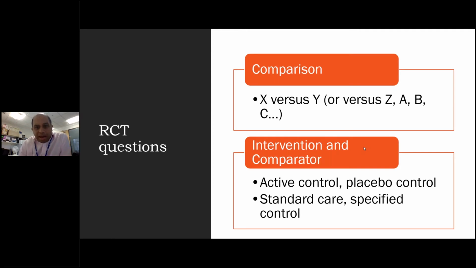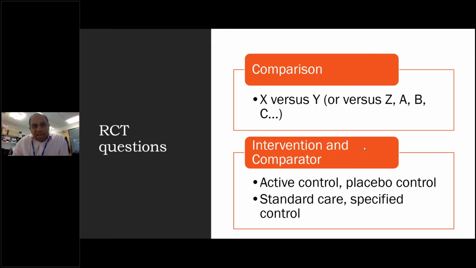So both have activity, not one of them is inactive. The other thing to say about comparators or controls is that you can have standard care as your control, but recognize that standard care might be variable across various sites. If you have a multi-center RCT, standard care might mean something in one place, something else in another place. So you're really not comparing a single comparator, but a merged, bunched up set of comparators.